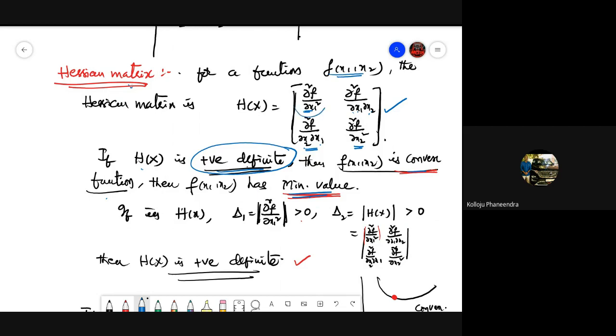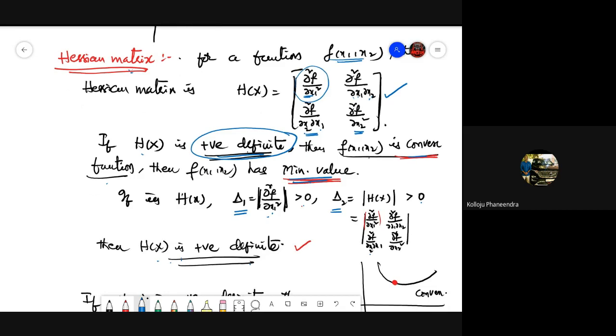And when I say the H of x is positive definite, you take the first element, this element, del square f by del x1 square, find its determinant, positive. You take the 2 by 2 determinant, it is positive. If all the principal minors are positive, then H of x is called positive definite. Then the function has a minimum value.